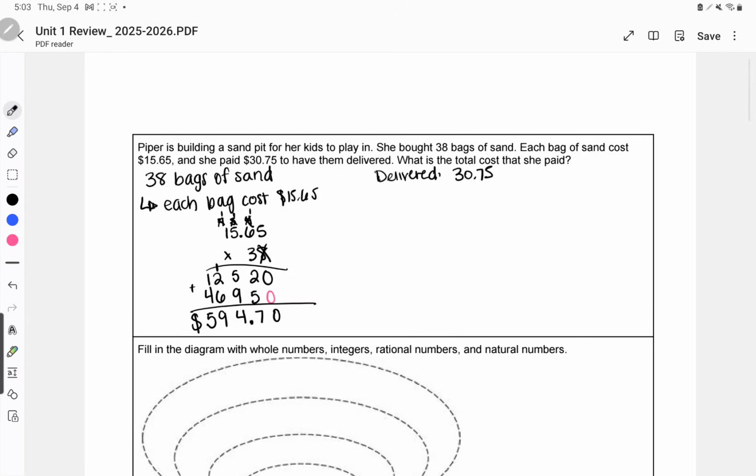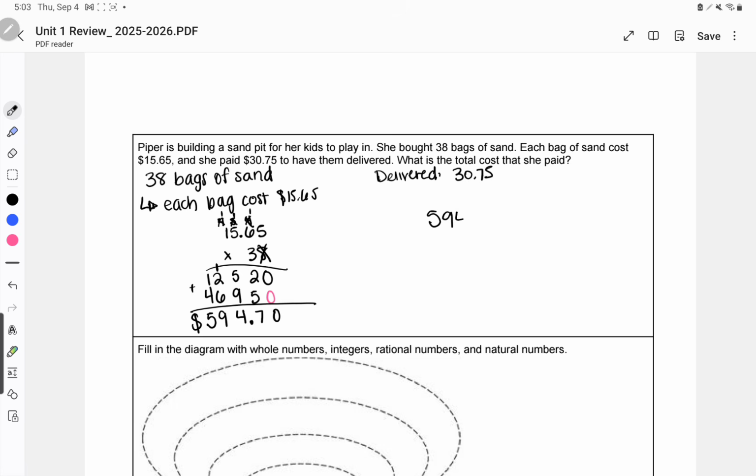She also spent $30.75 to have it delivered. The delivery cost just happens once. Imagine ordering a pizza. They do not charge you a delivery for every single pizza that you order. They just charge you a delivery fee for the whole order, right? So the $30.75 just gets added onto our total.